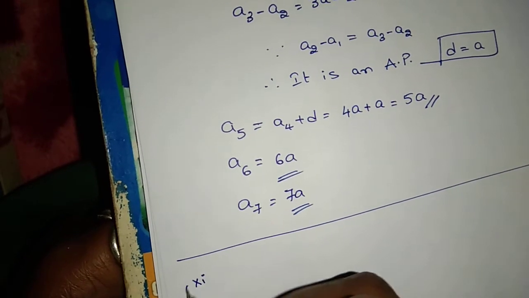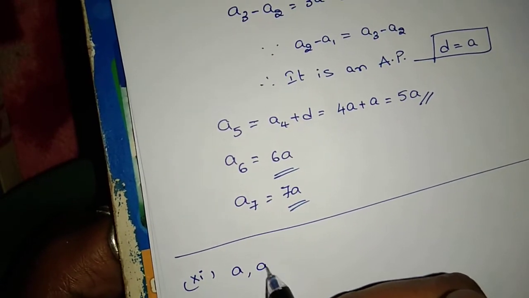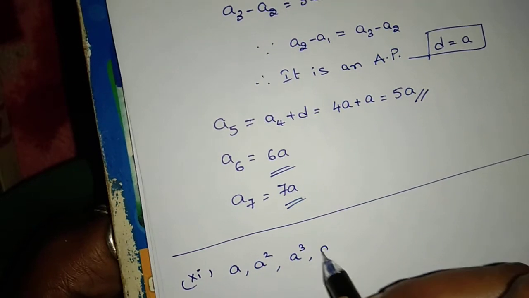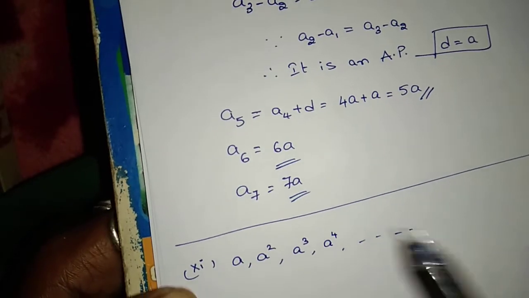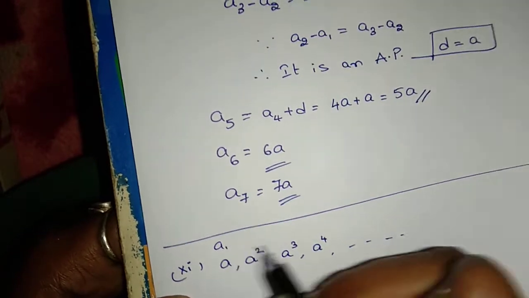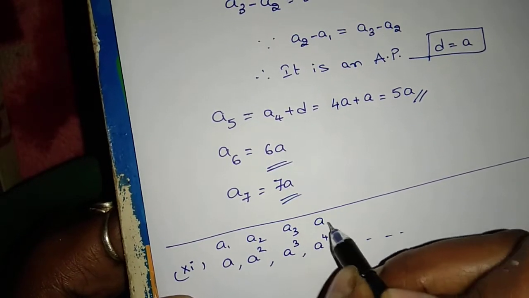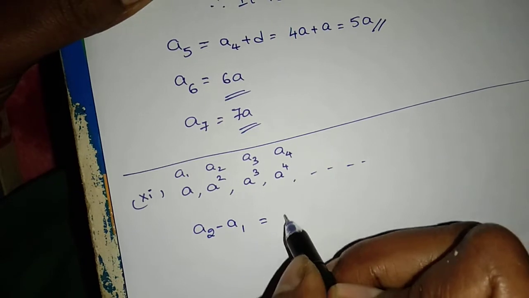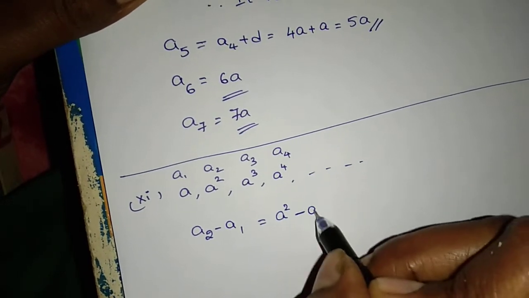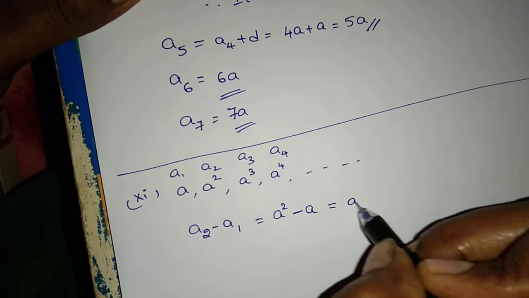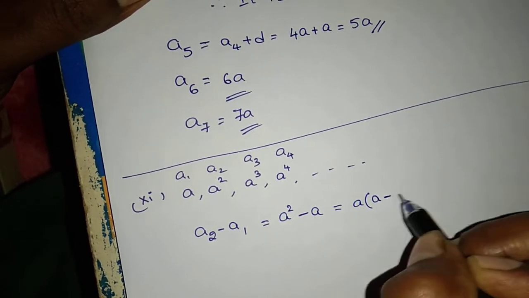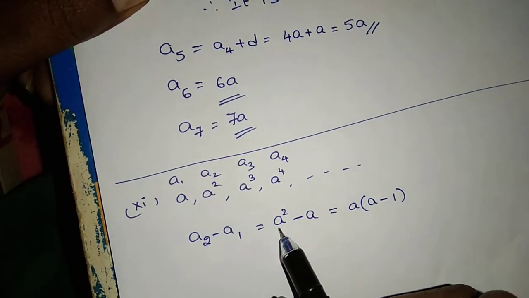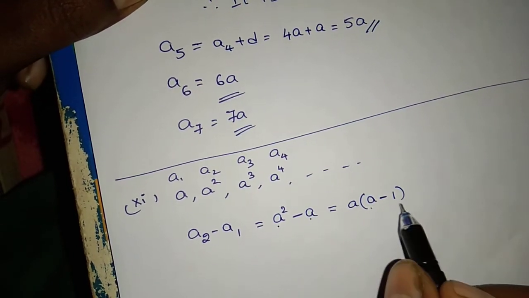See the next one. What is the question? a square, a cube, a power 4 and so on. What is our first step? a1, a2, a3, a4. First what do we have to do? Find a2 minus a1. What is the a2 value? a square minus the a1 value a. Shall I take a common here? Then what will we get? a minus 1. Here a, here 1, a is gone. Another a is gone. Nothing is there, so 1. Now do a3 minus a2.